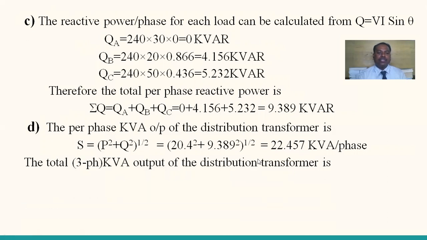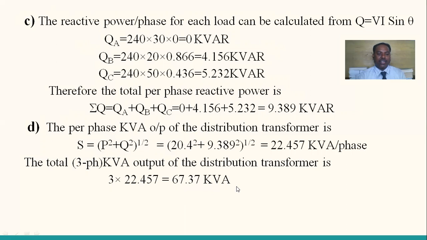And the second one is, so this is the per phase. So the total 3-phase kVA output of the distribution transformer is 3 times that 22.457, which is equal to 67.37 kVA. The total 3-phase kVA output is asked in the problem. But here we are calculating per phase, that should be multiplied by 3 times, and we'll have 67.37 kVA.